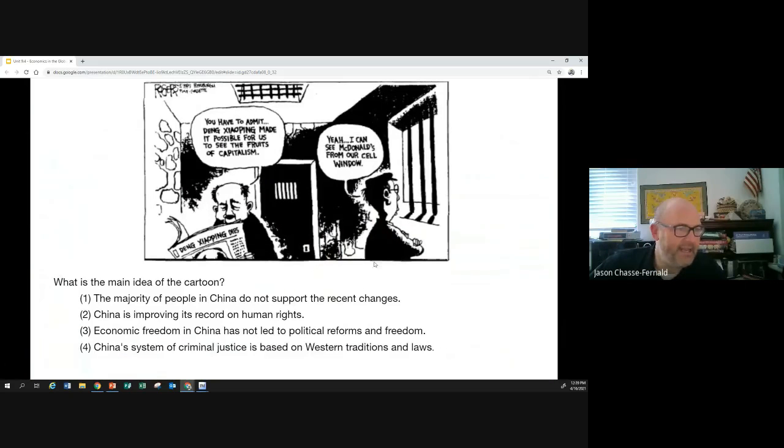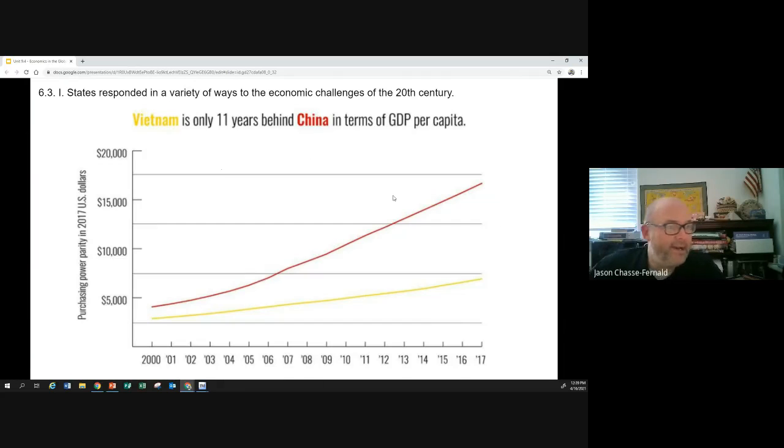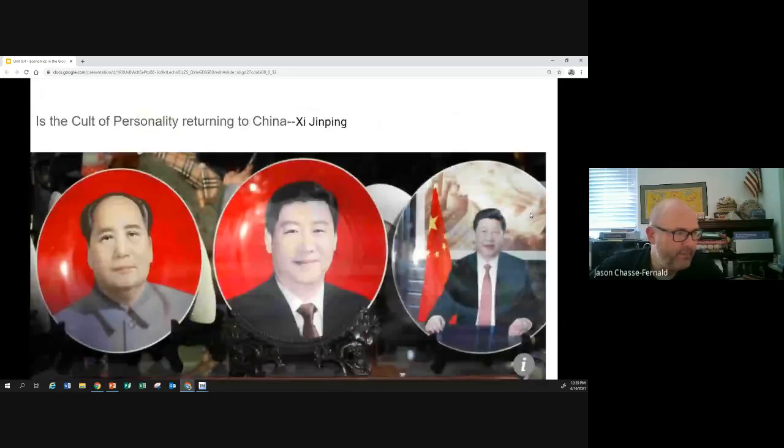All right, so what's the main idea of this cartoon? There you go. All right. Vietnam. This is looking at economic growth in Vietnam.